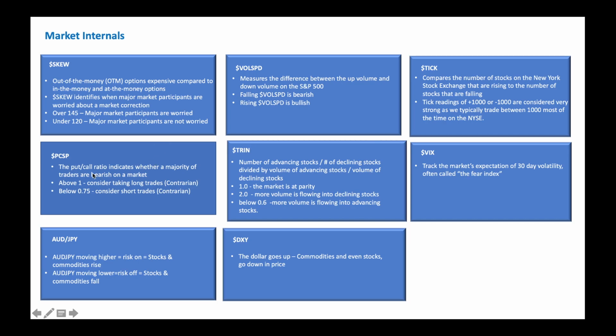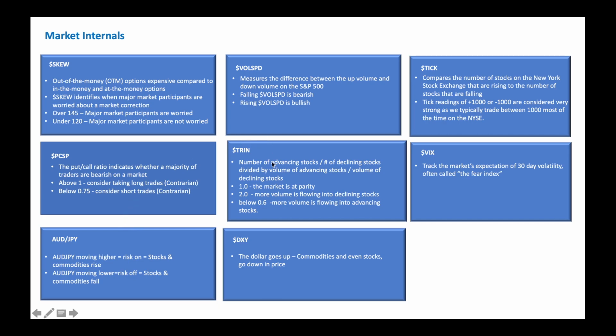Next is dollar PCSP. This is really the put call ratio, and if the put call ratio is above one, that's really contrarian. You can start taking some long trades. But if it is below 0.75, you can consider short trades.